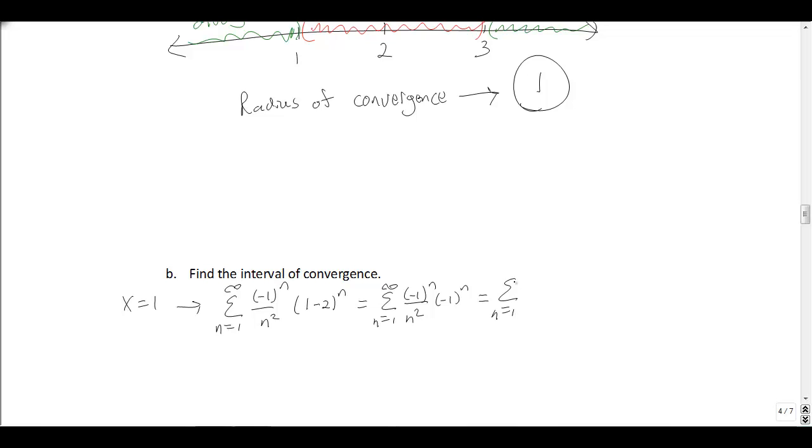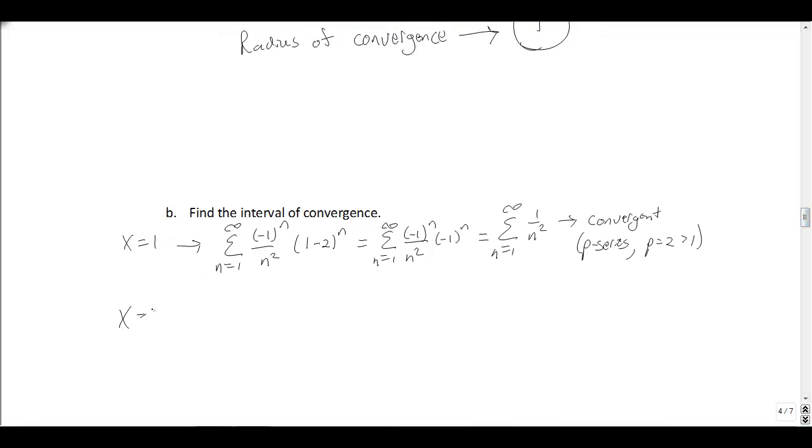So this is the summation n equals 1 to infinity, 1 over n squared. This is convergent here because it's a p series with p equal 2, which is bigger than 1. So we're going to include the left endpoint of our potential interval.